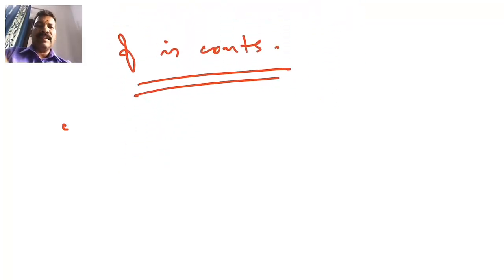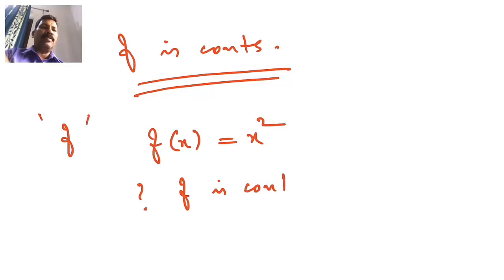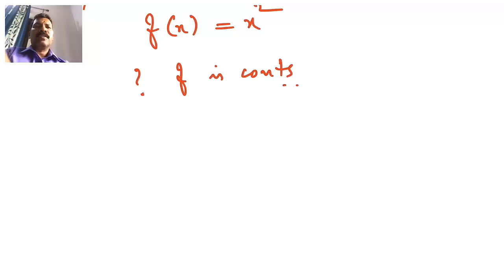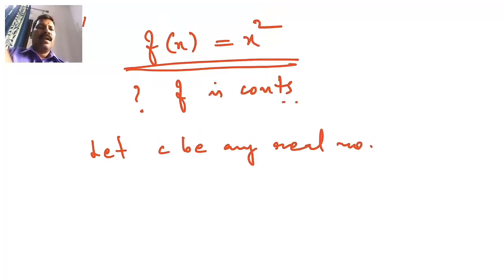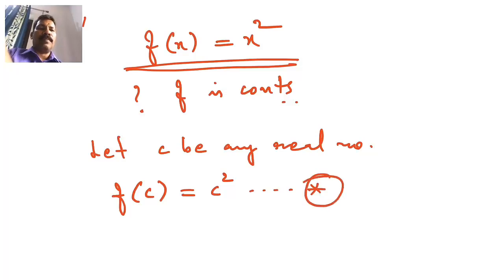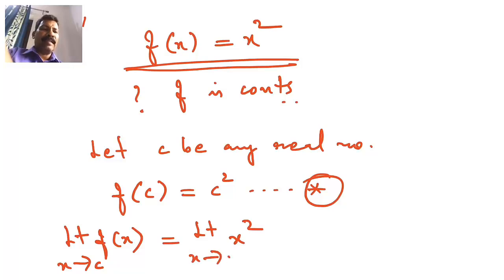Now, let us consider the function f defined by f(x) is equal to x square. And here again we can show that f is a continuous function. Then, how to prove it? So again, let c be any real number. Then the function f is clearly defined at x equal to c. That is, f(c) is equal to c square. Then what about the limit of f(x) as x tends to c? That is equal to the limit of x square as x tends to c.